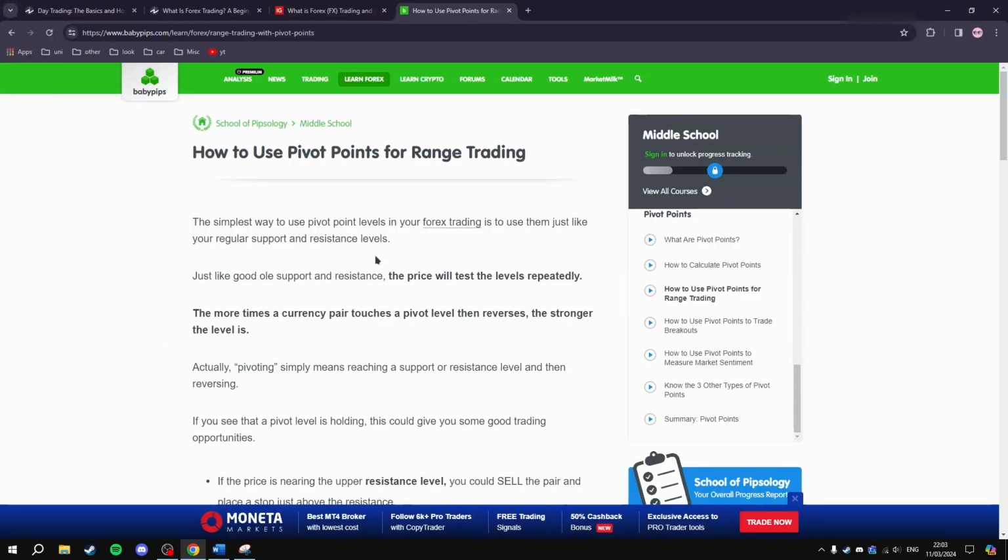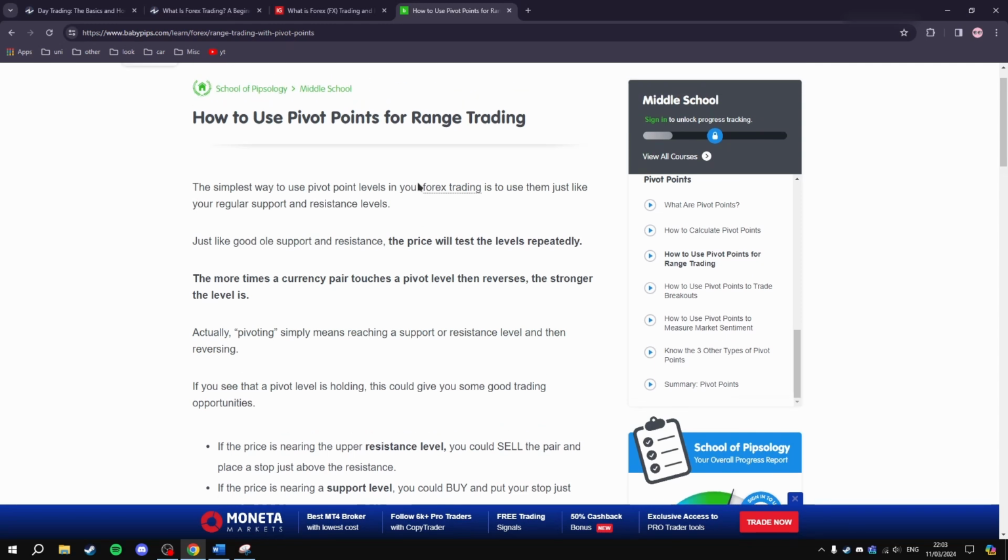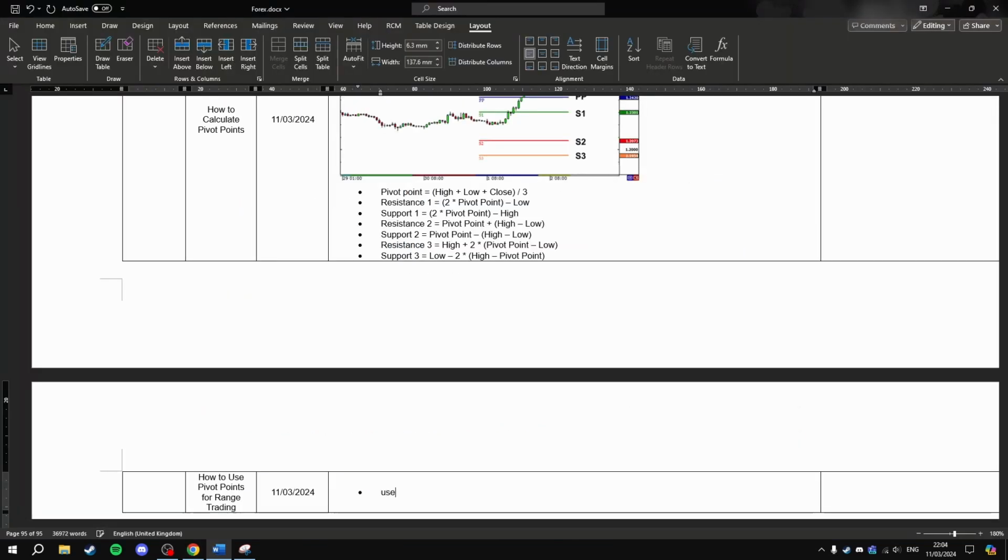The simplest way to use pivot point levels in your Forex trading is to use them just like your regular support and resistance levels. Just like good old support and resistance, the price will test the levels repeatedly.